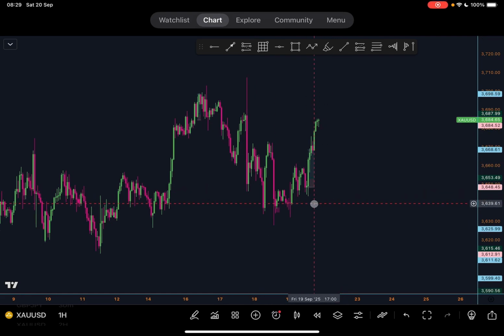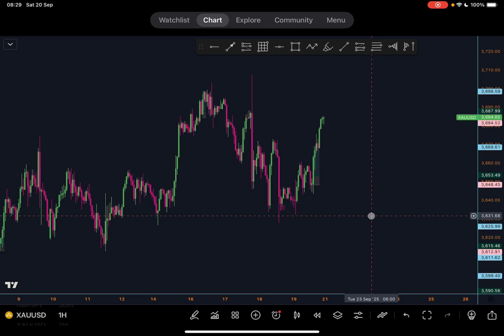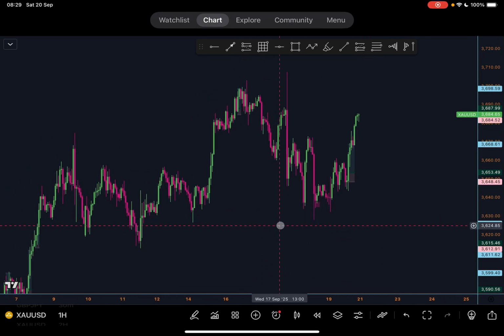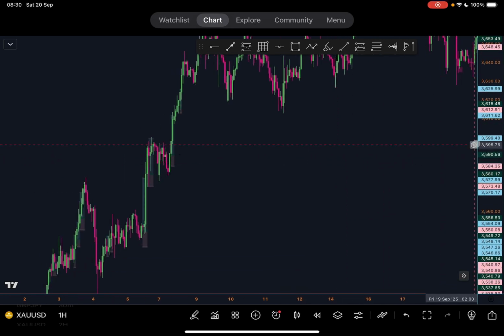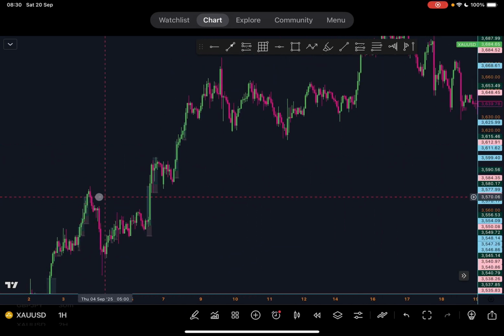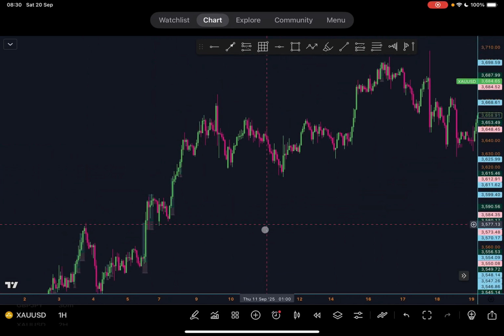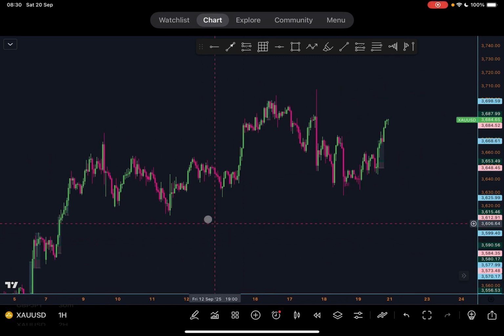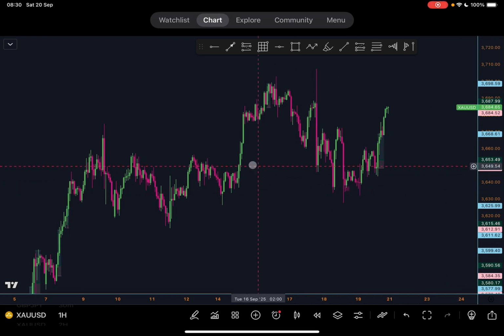Now you can see gold is overall bullish. You can see we are breaking structures to the upside, so gold has been overall bullish. But there's a problem right here in this area.